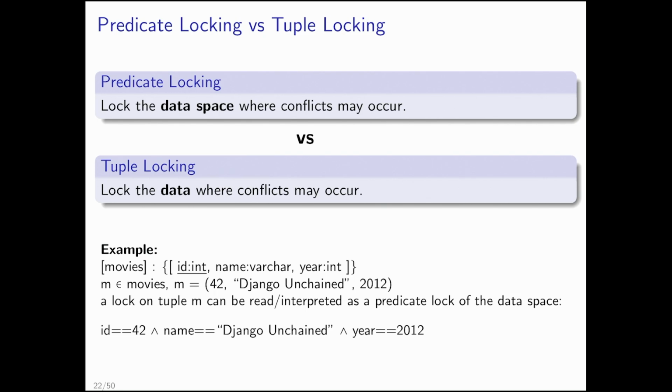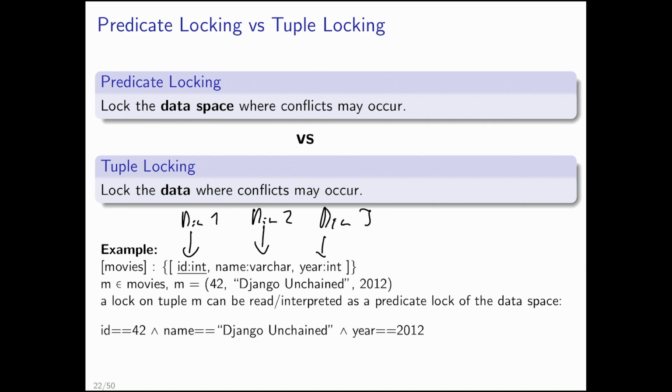Okay, so the example is we have the movies relation that's from IMDb, a little bit simplified, and then assume there is a tuple 42 Django Unchained 2012. So a lock on tuple M can actually be interpreted as a predicate lock on the data space. Basically, in this three-dimensional space, this is dimension 1, this is dimension 2, and this is dimension 3.